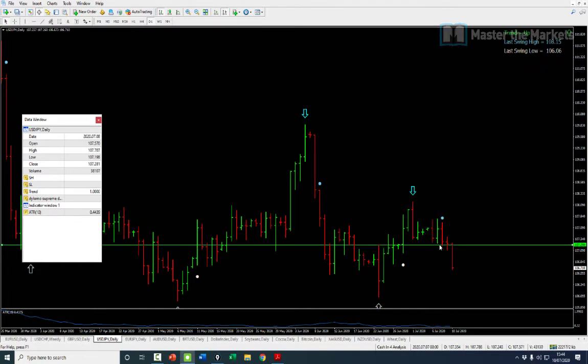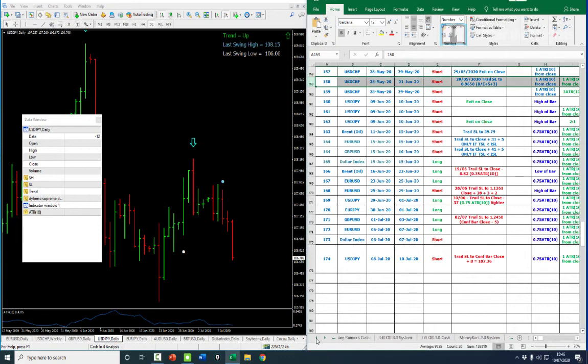So we took that entry on the low of this outsider bar just now, and we did hit the profit target into today as well. Through the live trading room, it's been a very busy week. There'll be multiple trade opportunities, as you can see here on the journal at this time.